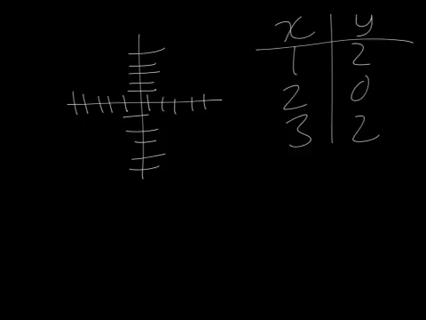So I'm going to now plot these points. I'm going to have (1, 2) right there, (2, 0), and (3, 2). I connect my points, and it should make a V. That's not a very good V, but it should make a V.